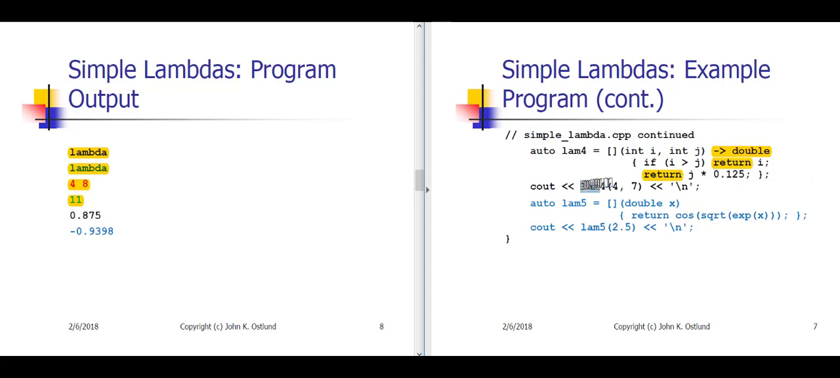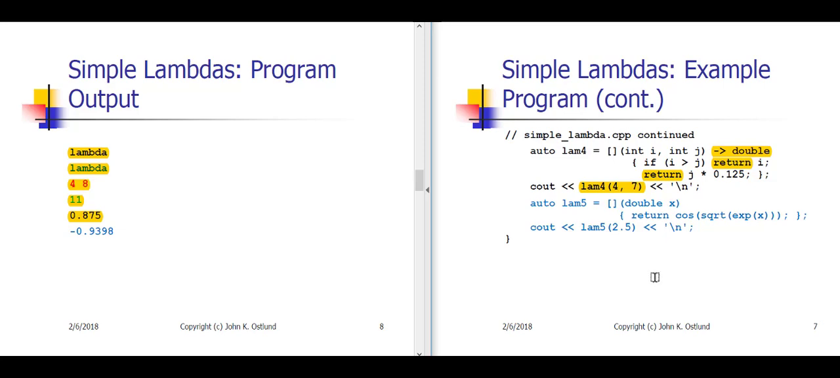When I call this lam4 with the arguments 4 and 7, well, i's value is 4, j's value is 7. Since i's value is not greater than j's, I'm going to return 7 times 0.125. That is, I'm returning 7/8, which is 0.875 when that's displayed on the screen.